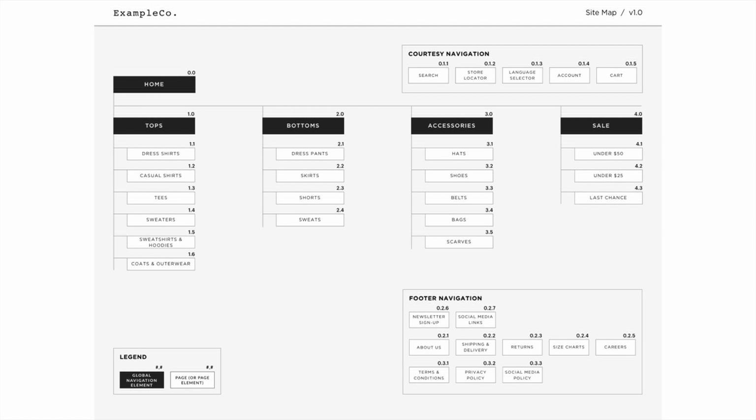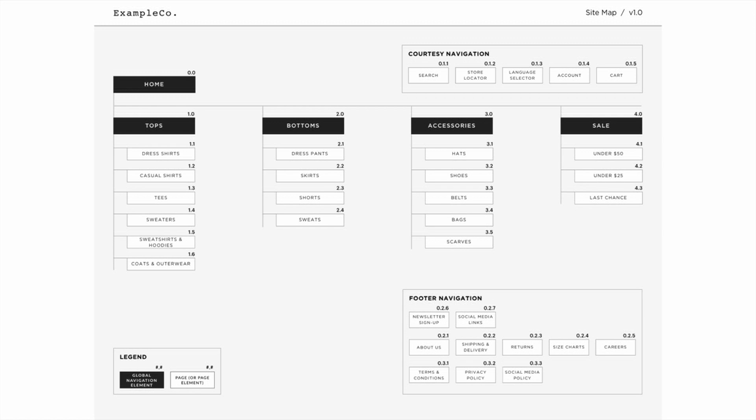In the case of this example, we can make assumptions that commodities like tops, bottoms, and accessories are what they sell, and each one of those contains specific nodes in those categories. And also, we can understand and make assumptions here that the users of this Example Co. website are motivated by sales. Now, I don't know anyone who isn't motivated by a great sale, but the fact that this takes a prominent global navigation position indicates to me that sale is an important part of user motivation.